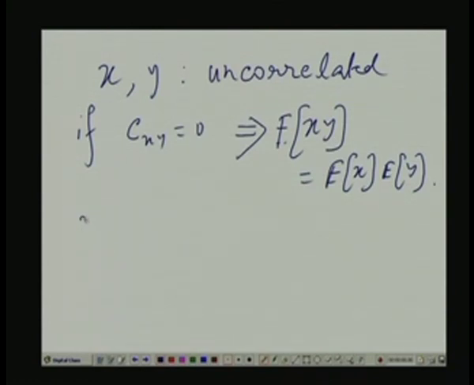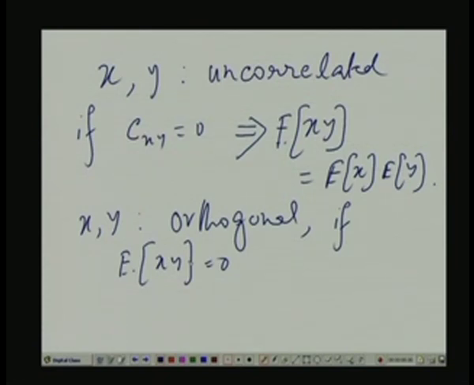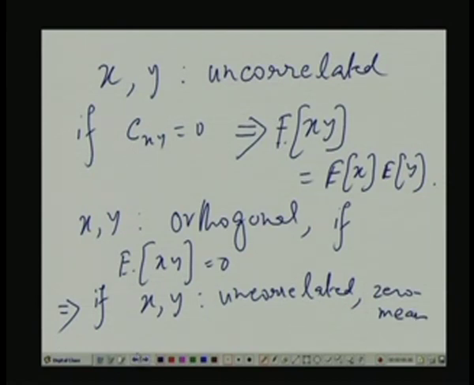There is another term which is also important: x and y are orthogonal if x and y are uncorrelated with zero mean, either both or at least one. In that case, since they are uncorrelated, E[xy] is E[x]E[y], and at least one mean is 0, if not both. So we have E[xy] equal to 0. Then this would lead to x and y being orthogonal. We write it as x orthogonal y.